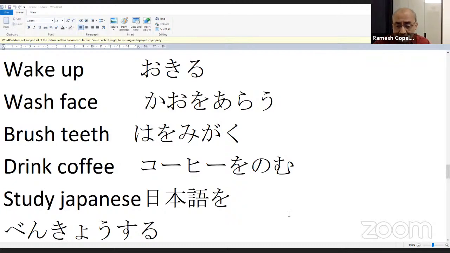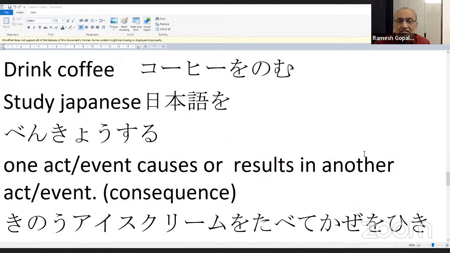Suppose you have not done it and you're saying ashita, then you will say shimas. That's it. So whatever it is, this is how you connect, and these actions have happened in a sequence. Then there's another thing. One act or an event causes or results in another act. So that's it, a cause and a consequence. So I said, this is also some kind of sequence only. Did this and this happened.